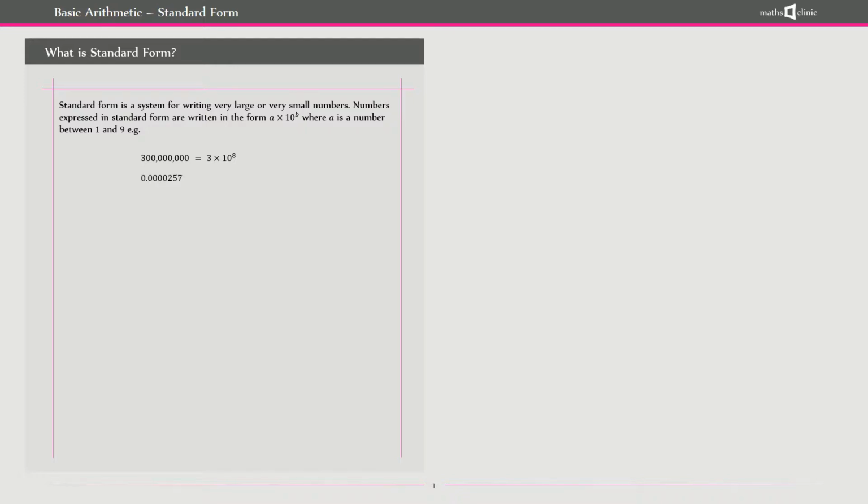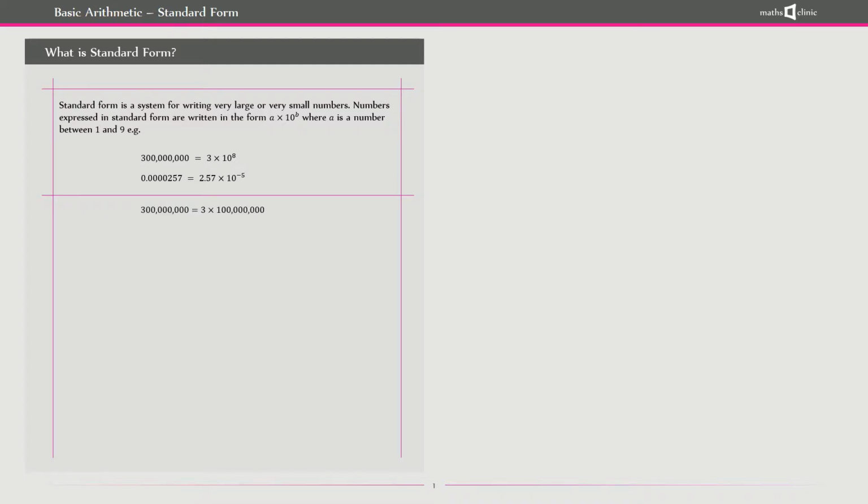Let's try another one. So you can have 0.0000257, and this one is particularly helpful for some people who do not fancy working with decimals, okay? And then this could be written as 2.57 times 10 to the power of minus 5, okay? Which is a lot clearer, because you have a whole number in this case and it's a lot easier to work with. All right, now how did we arrive at these numbers in standard form?